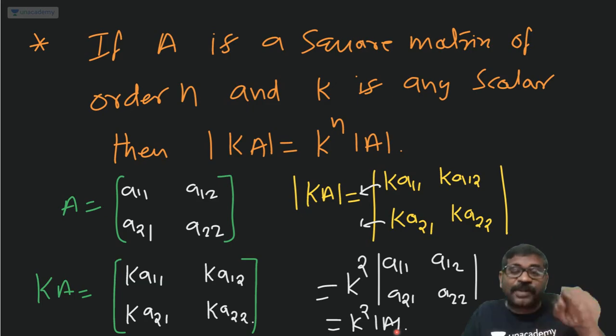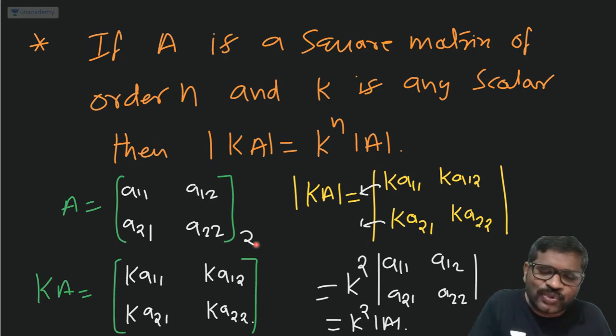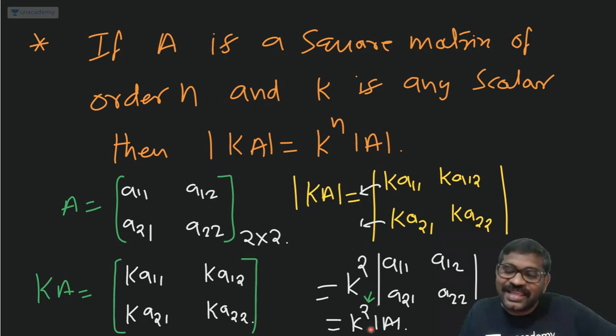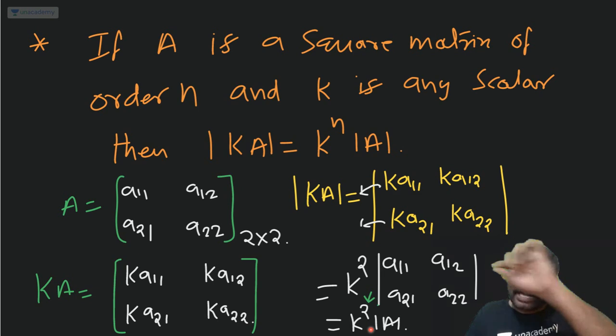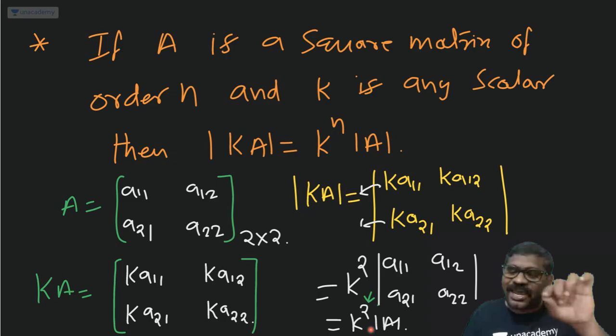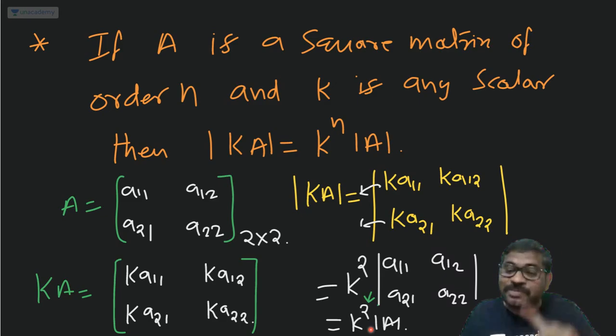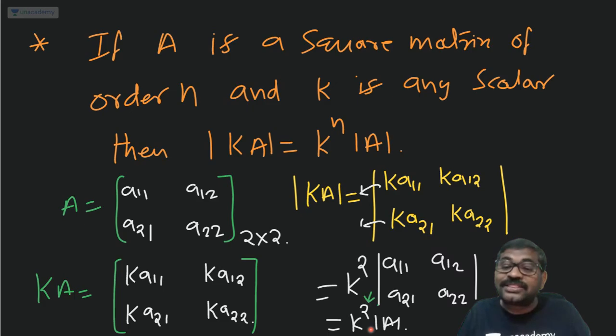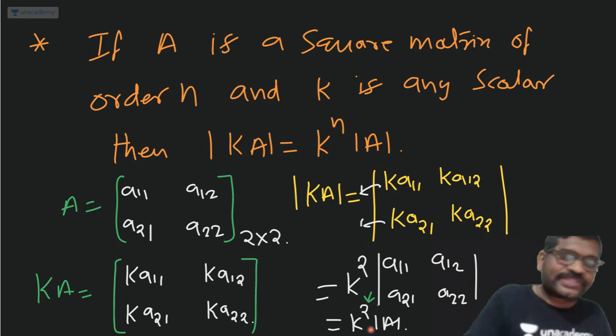Since our matrix is 2 cross 2, that's why you got K square into det A. Suppose your matrix is n cross n, then K power n into det A. Because you have n rows, you have to take K common n times: first row one K, second row one K, third row one K. That's why K power n multiplied with det A. Understood? Next.